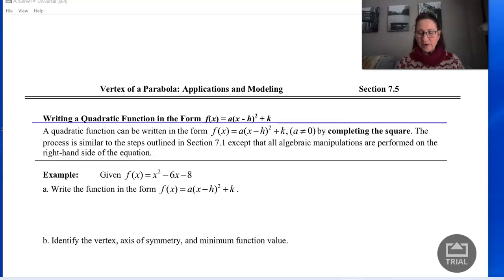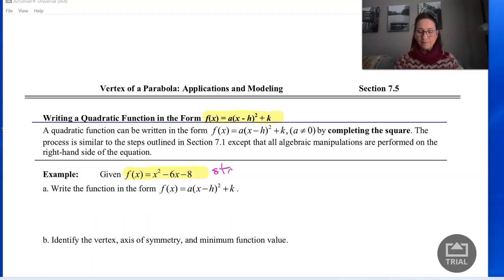And that is right here. f of x is equal to a times x minus h squared plus k. So what if you are actually given a function, but the format in which you're given that function is standard form, and you want to change it to vertex form? The way that you do that is you apply completing the square. That's how you go from standard form to vertex form.